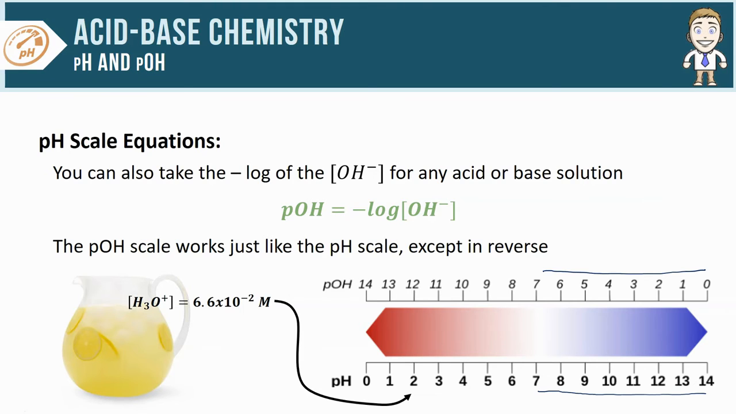Clearly this is an acidic solution, which we already knew because it's lemonade. If I knew the hydroxide concentration in that lemonade is 1.5 times 10 to the minus 13, so it's much less, and I took the negative log of that, I'd get a pOH that is up somewhere between 12 and 13. So by looking at the pH, I know that my lemonade is acidic because the pH is between 0 and 7. But looking at the pOH, I know it's acidic as well, except acid solutions on the pOH scale will fall between 7 and 14.